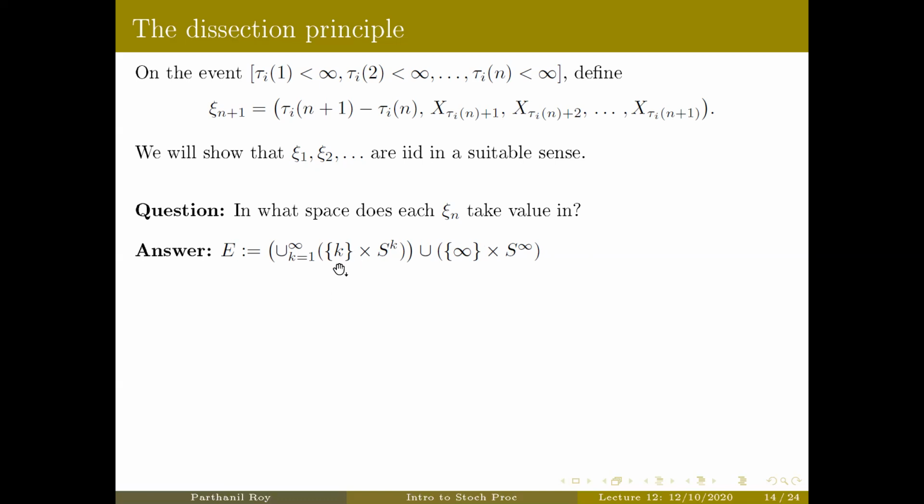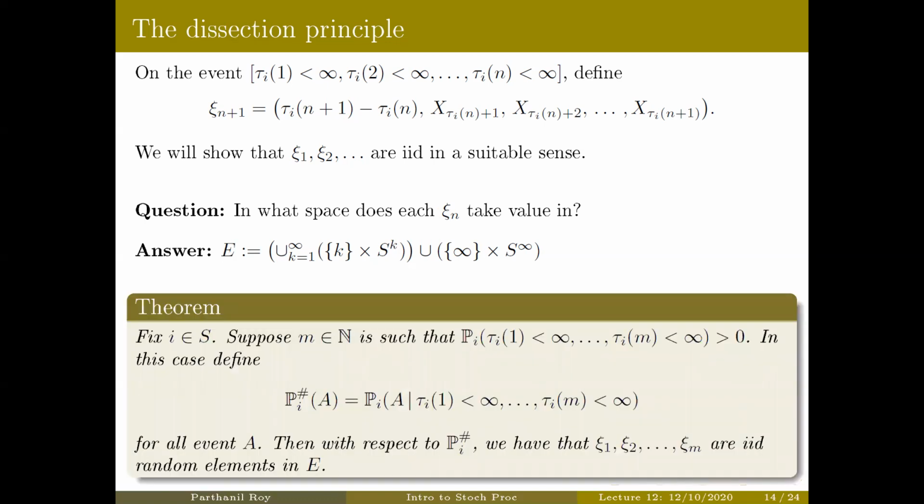So in other words, if this takes the value 10, then this guy is taking value in 10 cross S power 10. On the other hand, if this is infinity, then this random variable is taking value in infinity cross S power infinity. Okay. So you take the union of all of these, that is the space in which we have to work.